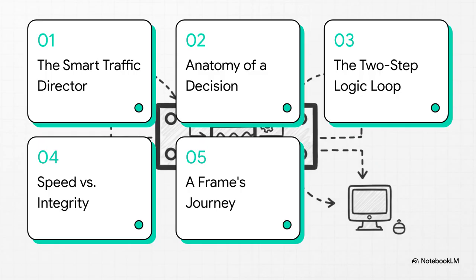All right, so here's our game plan. We'll kick things off by thinking about the switch as a smart traffic director. Then we'll take a look under the hood at its hardware. After that, we're diving into its core two-step logic, exploring a really critical trade-off between speed and getting it right. And finally, we'll follow a single data frame on its entire journey.